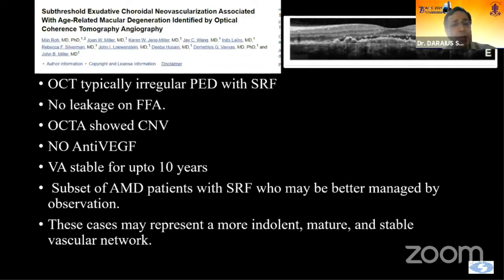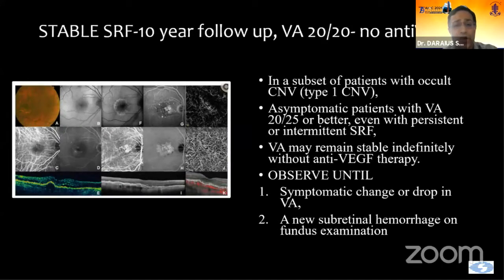They found that these were typically irregular PEDs with SRF. There was no leakage on FFA, but the OCTA showed a CNVM. And they had up to 10 years follow-up without anti-VEGF. And they found that this is a subset of AMD patients with SRF who are better managed by observation because of the presence of an indolent, mature, and stable vascular network.